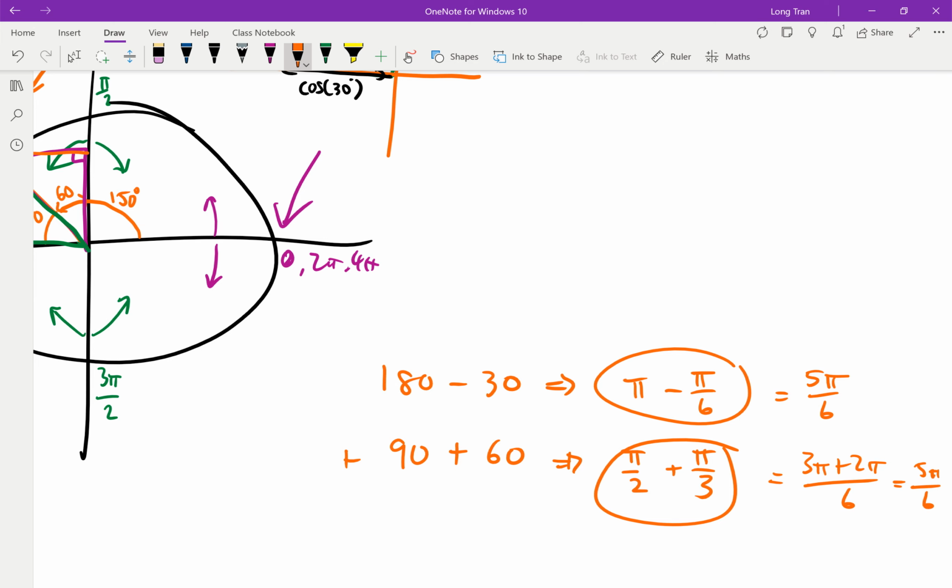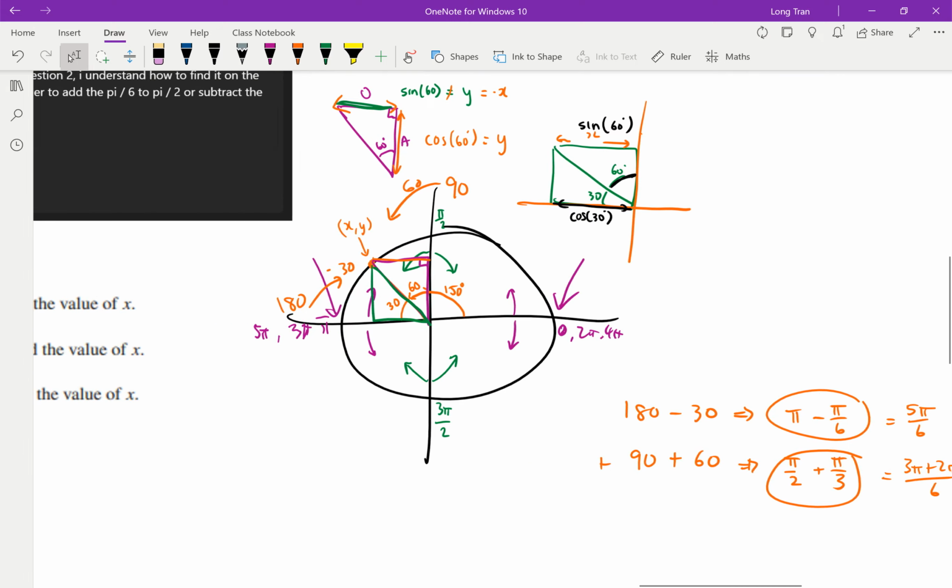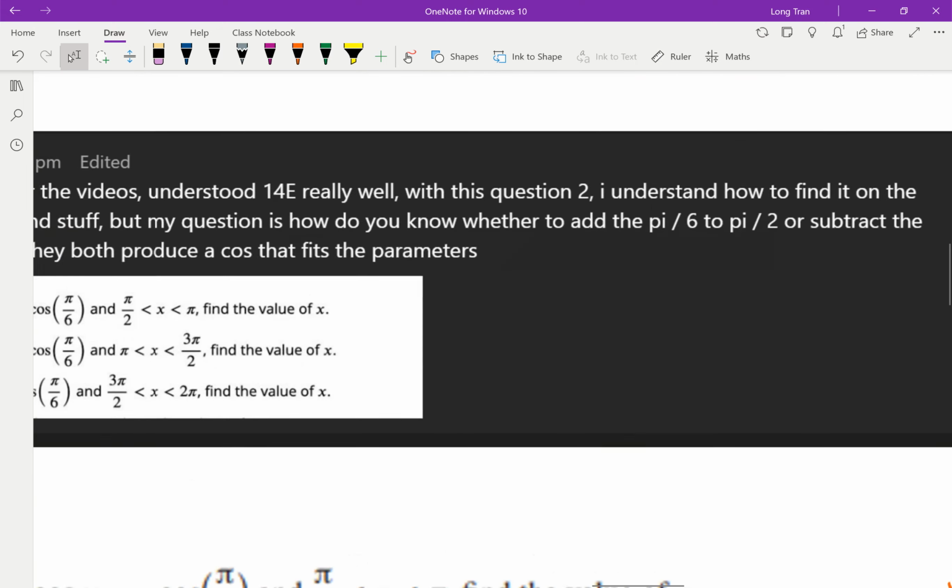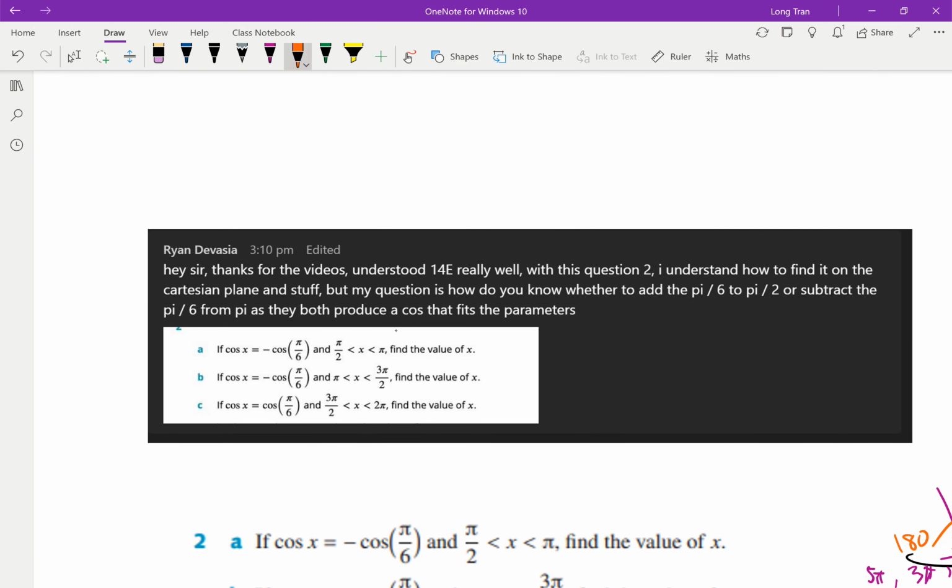Okay? So yes, you're right. The only thing that you're wrong here is the angle. So when you asked here, how do you know whether to add the pi on 6 to pi on 2 or to subtract pi on 6 from pi? You see, in the question, they told us that cos of pi on 6 is negative, so they simply tell us pi on 6 is 30 degrees. So all we know is that it's between pi on 2 to pi, okay, it's 30 degrees, and you're asking me, how do we know that it is negative cos of pi on 6?